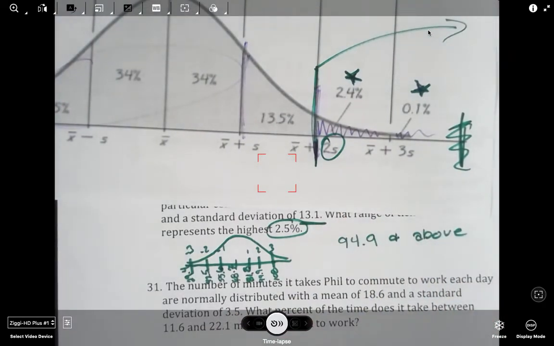Anything above 94.9 tickets. So if you sold 95 tickets at your basketball game, that's one of the really, really, really big games, because that's like you rarely ever sell. Only 2.5% of the time are you going to sell more than 95 tickets, right? Only 2.5% of the time.